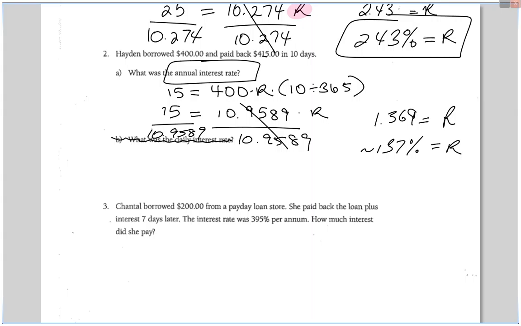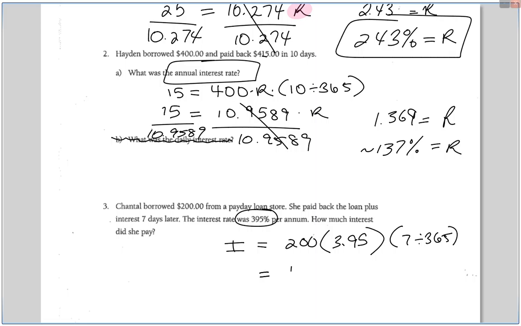Number 3, Chantel borrows $200 from a payday loan store. She paid back the loan plus interest 7 days later. The interest rate was 397% per annum. How much interest did she pay? So this time you're just solving for I. 200 times 3.95. Remember, these have to be converted to decimals. And the time is 7 days divided by 365. Okay, so 200 times 3.95 times 7 divided by 365 is $15.15.